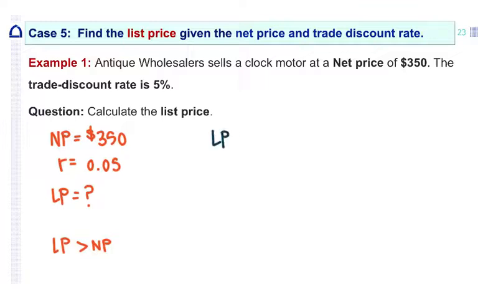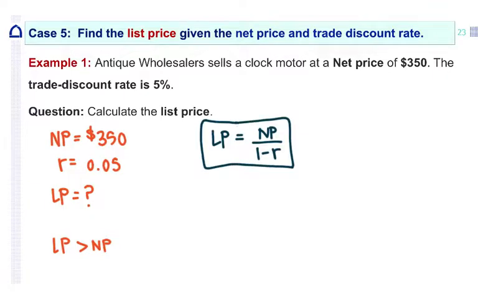So we will use this formula. List price is net price divided by 1 minus the discount rate. Now remember, that's not explicitly in the formula sheet, but you can get it by rearranging this formula that is in the formula sheet. If you just divide this expression onto the other side, you get this formula. Or you can just choose to memorize the formula if you like.